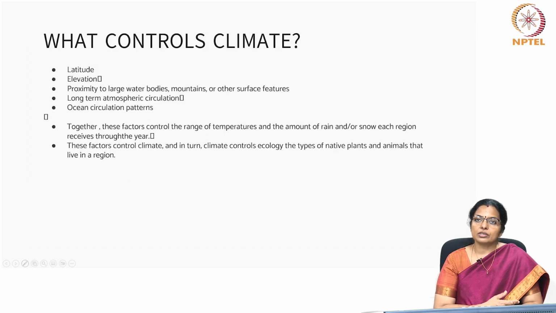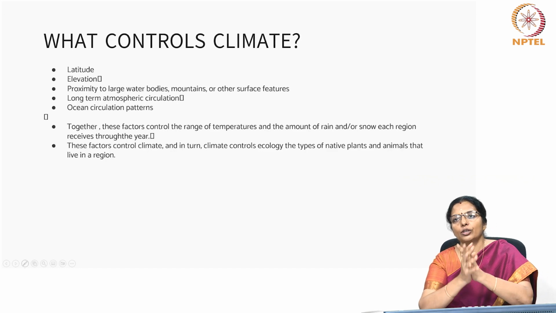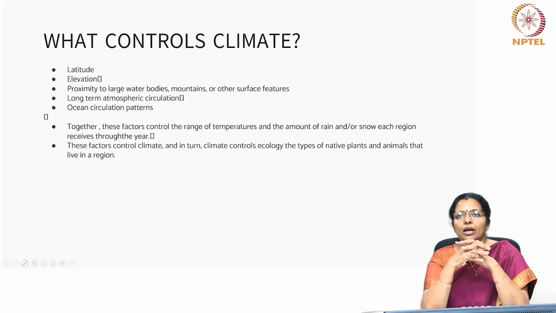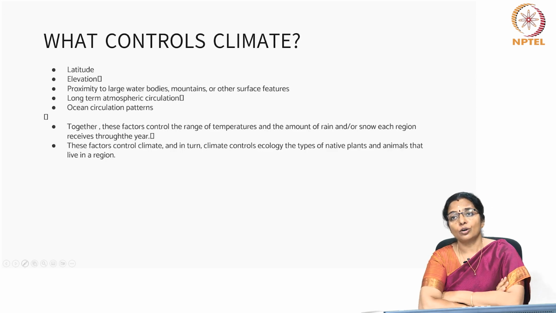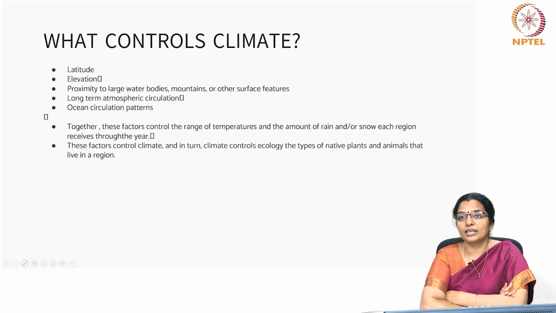So what controls climate? There are a few things to consider. First up, it's where you are on earth. Where is your location? That is your latitude. Then how high you are above sea level. That's elevation. Also how close you are to big bodies of water or mountains. The way air moves around over a long time also plays a part. And let's not forget about the oceans, their currents. These make a lot of difference too.